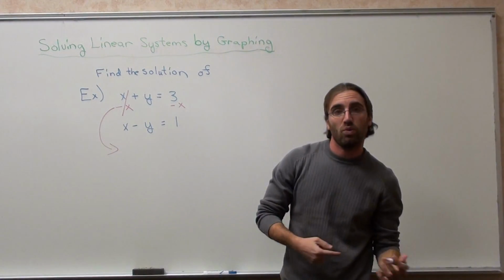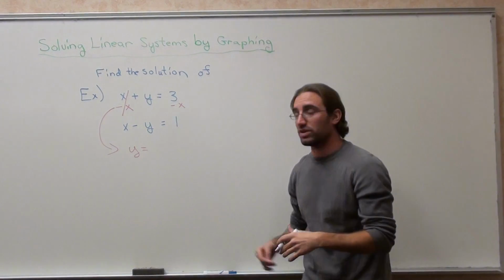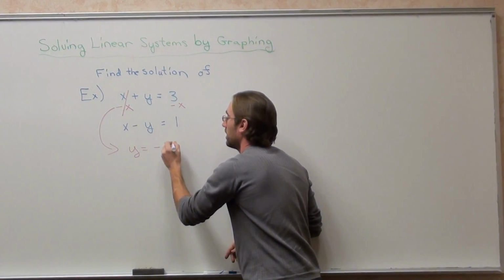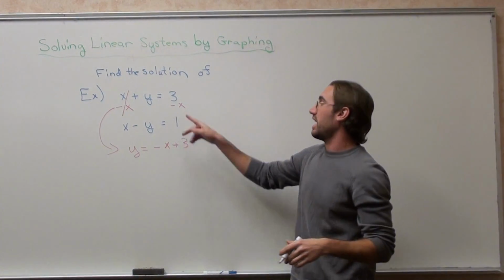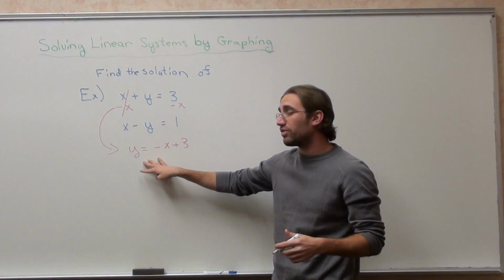And what you get is y equals, and put the x before you put the number, negative x plus 3. And you can't combine them because x is a variable and 3 is just a number. They're not like terms. So we've solved for y in the first one.